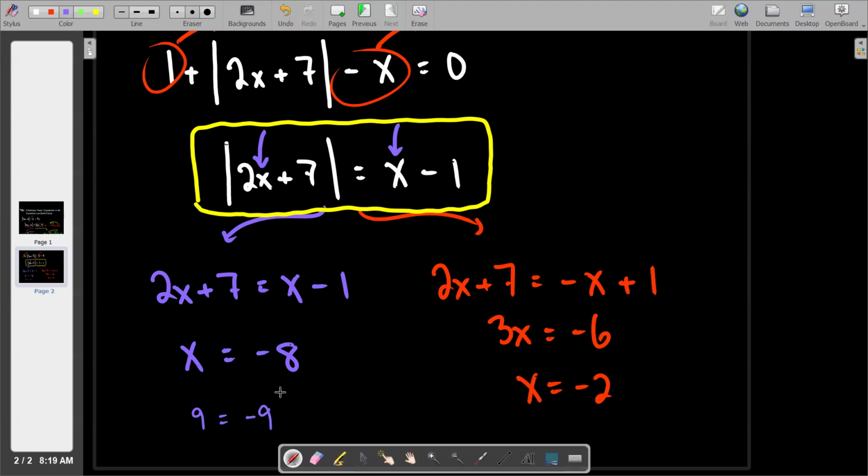-9 is not the same as +9, right? The right side doesn't get absolute value. It is what it is. And since 9 doesn't equal -9, we can say, hey, thank you for your participation, but -8, you are no good. You don't work. Okay.